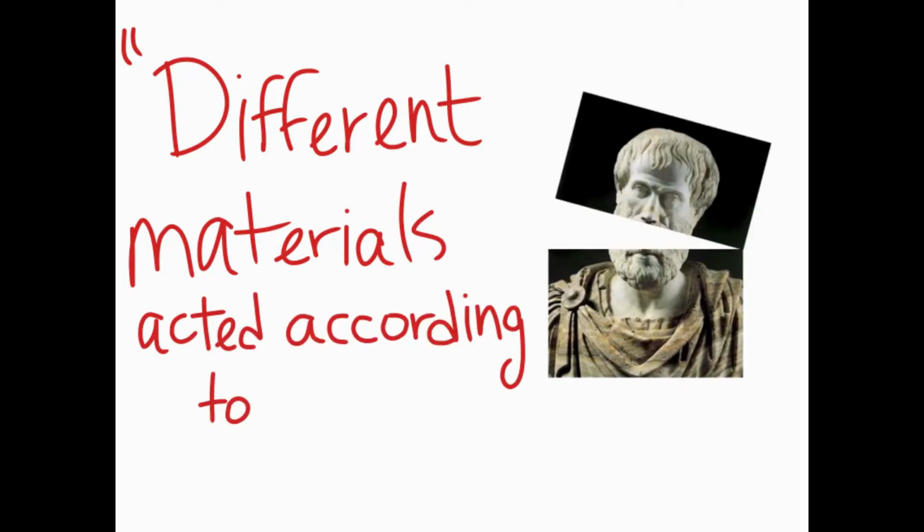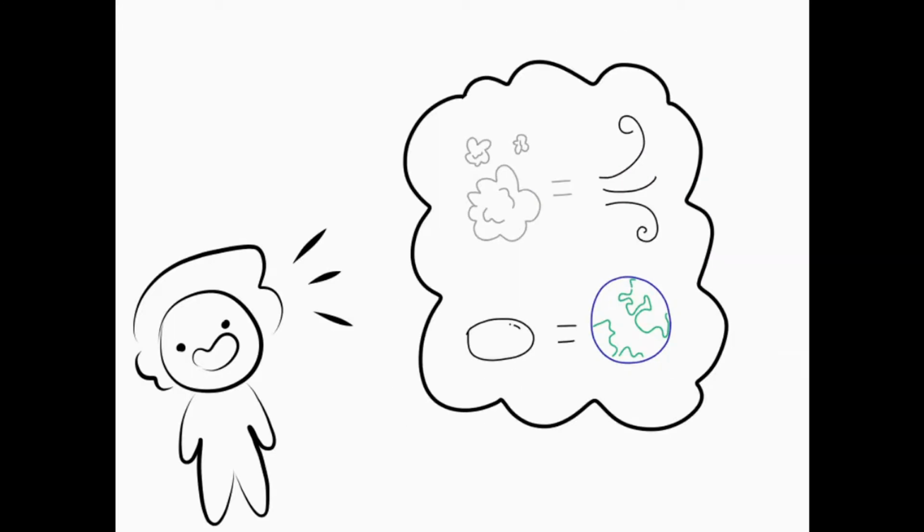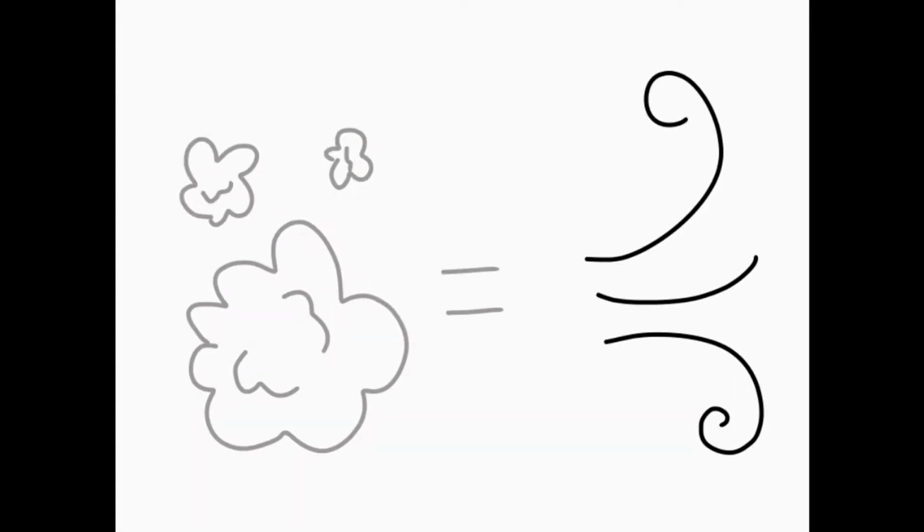Under his theory, he believed that different materials acted according to their nature. For example, if his theory were to be true, a rock will fall because it's made out of Earth's elements, so its natural tendency would be to be with other material that is similar to it. In contrast, smoke will rise up because it's more closely related to the air elements.